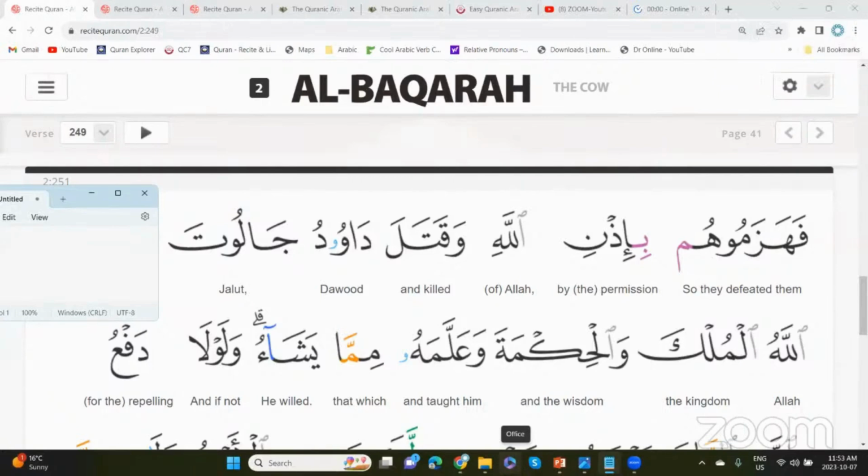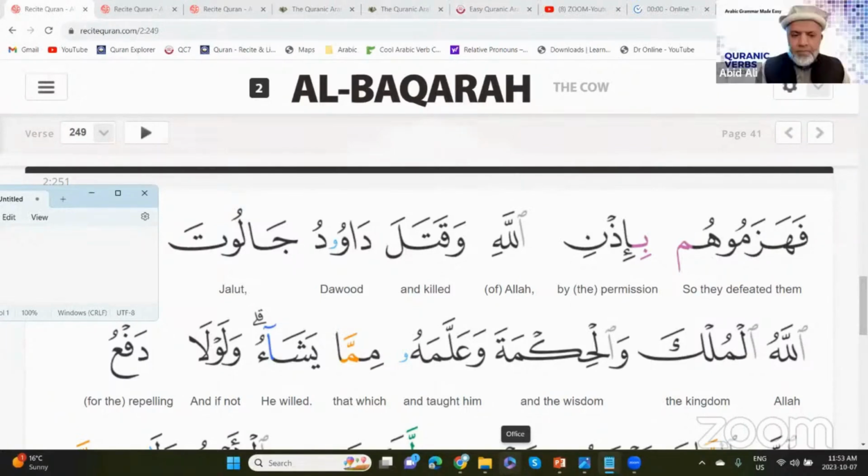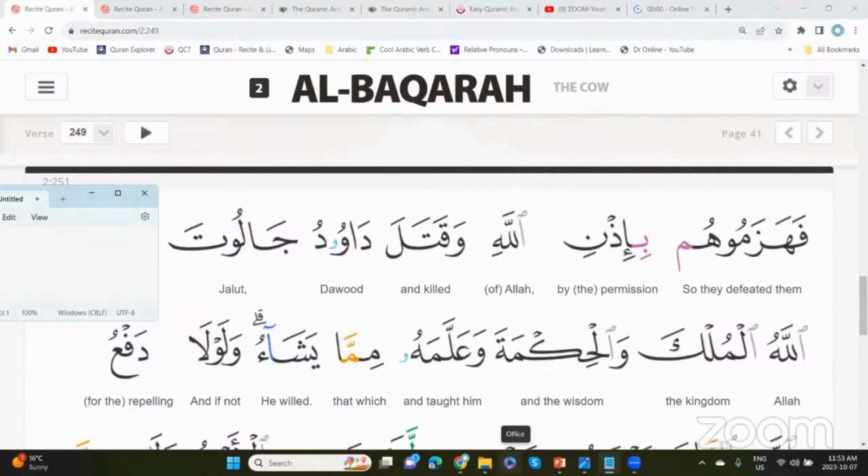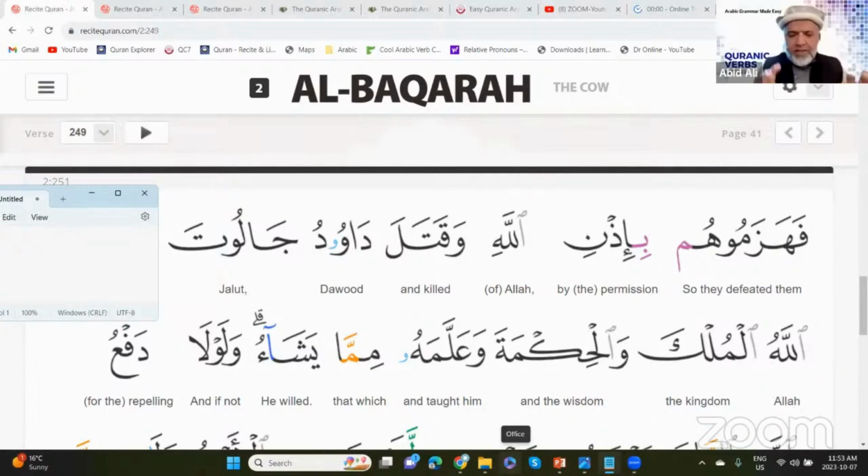Yes. Because Jalutu is Rafa and Dauda is Nasab. So Jalutu becomes the fa'il and Dauda becomes the maf'ul. So imagine how these mistakes can change the meaning in the Quran.